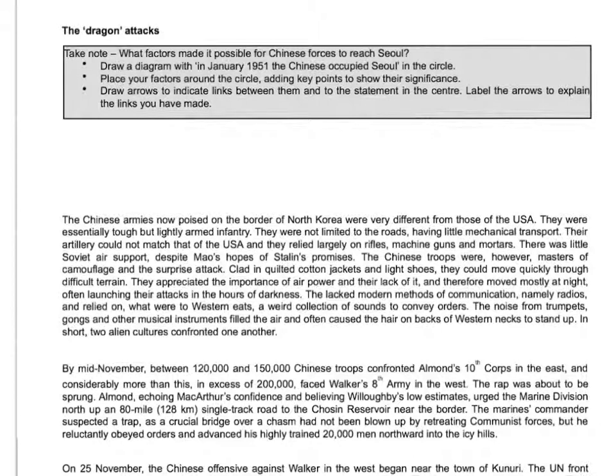The Dragon Attacks. Take note, what factors made it possible for Chinese forces to reach Seoul? Draw a diagram with, in January 1951, the Chinese occupied Seoul in the circle. Place your factors around the circle, adding key points to show their significance. Draw arrows to indicate links between them and to the statement in the centre. Label the arrows to explain the links you have made.